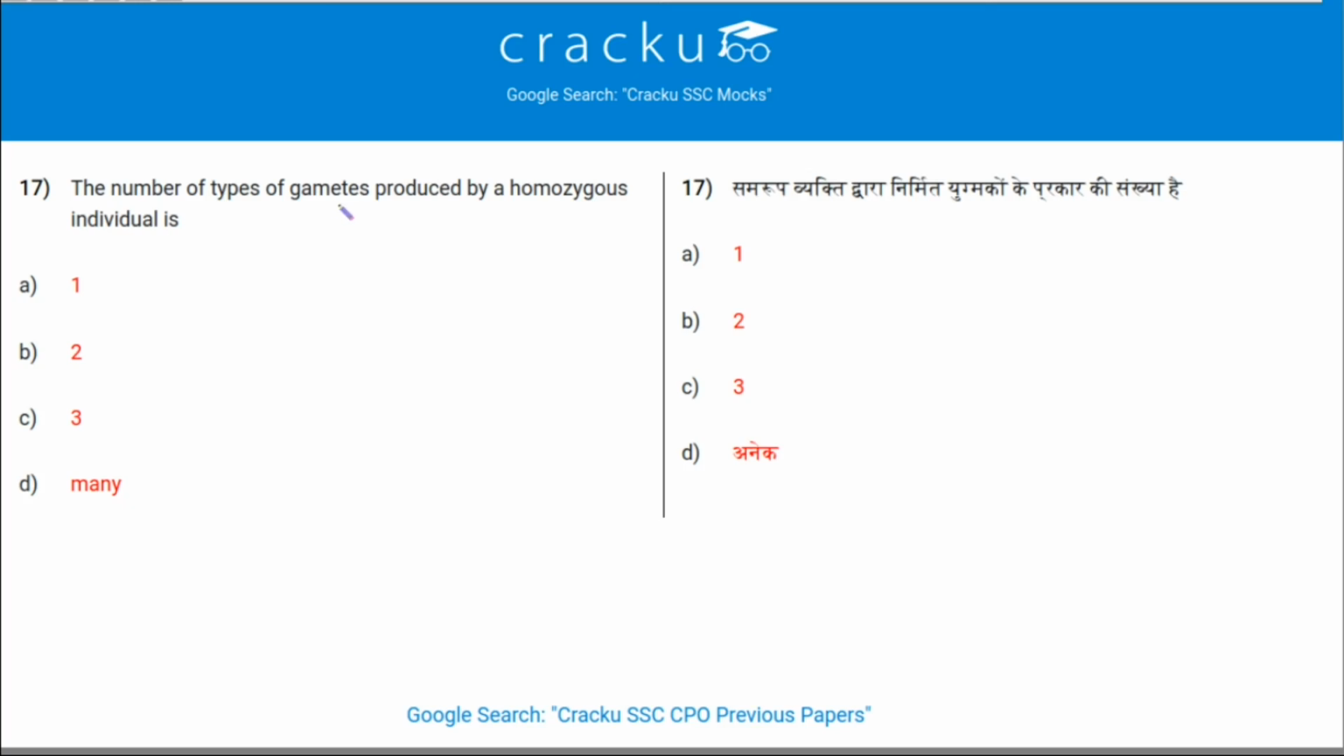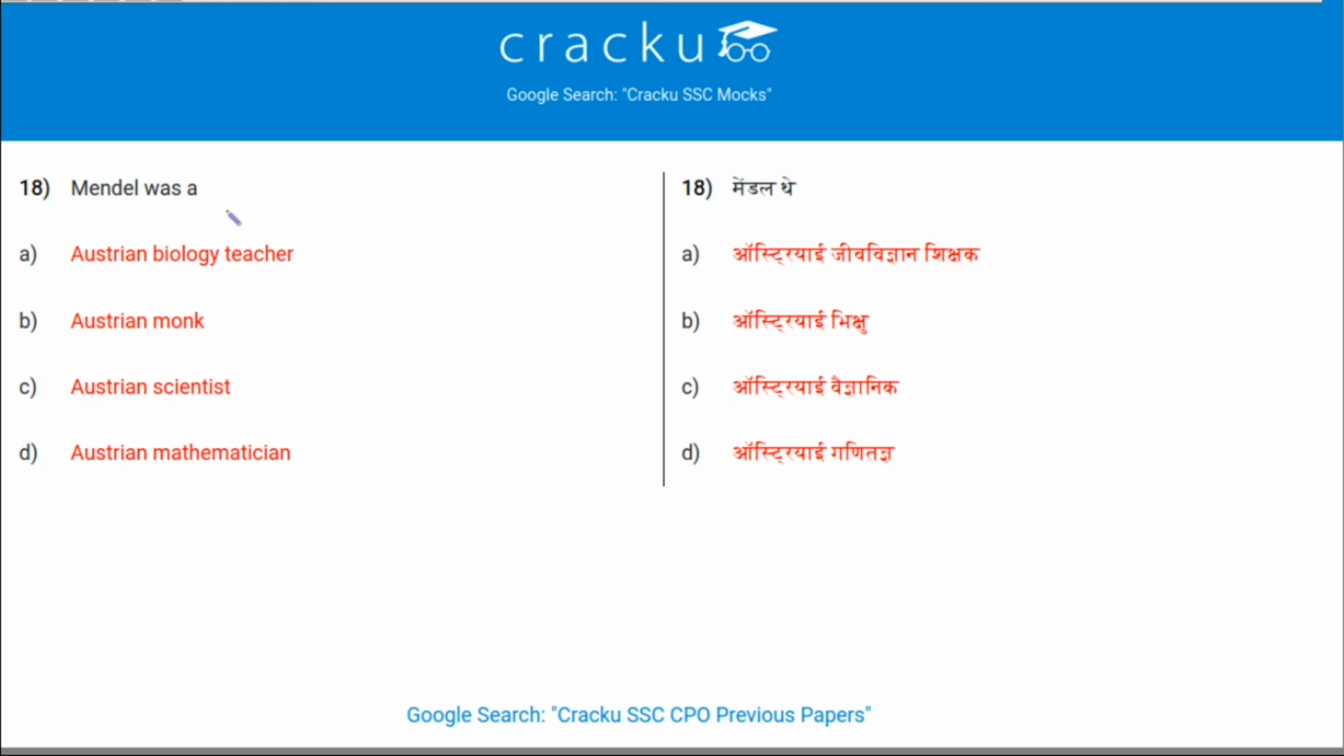The number of types of gametes produced by a homozygous individual is, okay, what is a homozygous individual? Let's consider it to be AA and BB. From one parent it is capital A, from the other parent it is capital B. So the gametes will be AB and AB. There will be two gametes, but both will be of the same type. So the type of gamete is 1. Option A. Mendel was an Austrian monk. Option B is the correct answer.